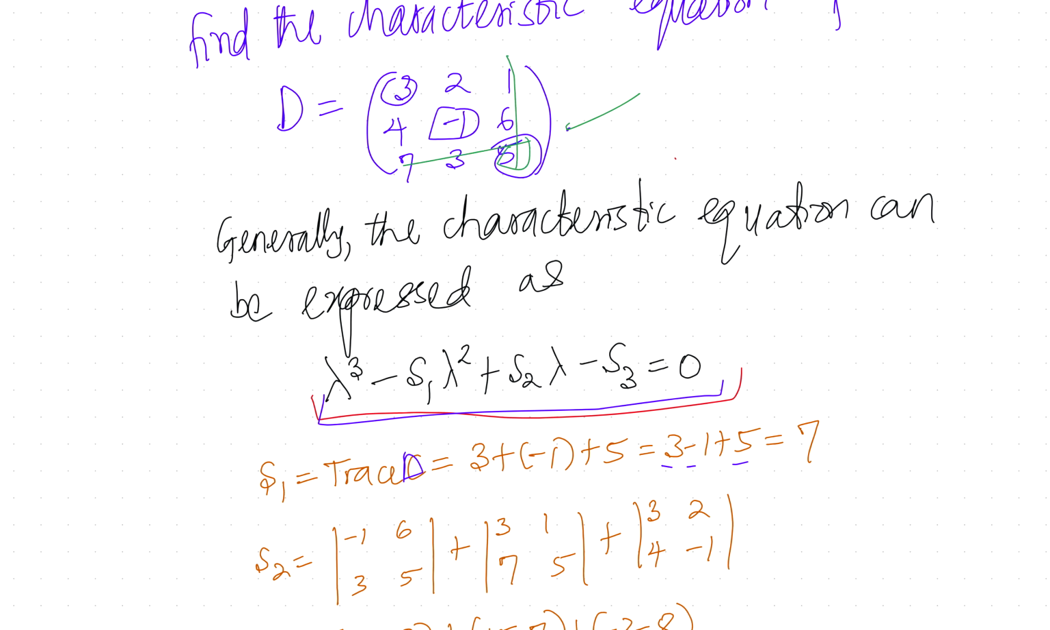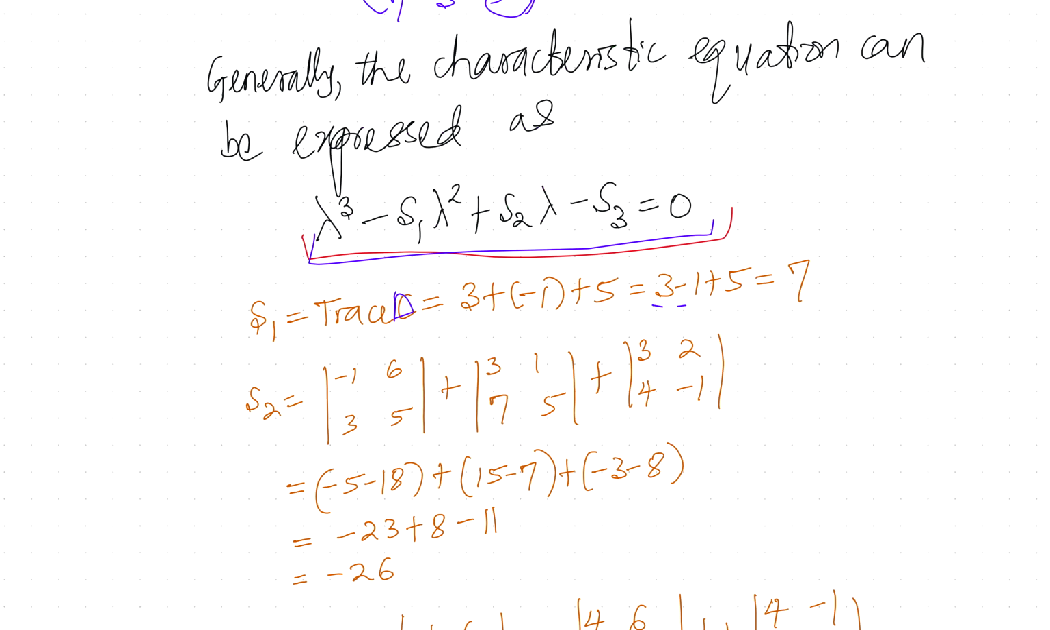So now all that is left is to tidy up. You have minus 1 times 5, that's minus 5, minus 3 times 6, minus 18. 3 times 5, 15, minus 7 times 1, that's 7. Then 3 times minus 1, minus 3, minus 4 times 2, that's 8. So minus 5 minus 18 is minus 23. 15 minus 7 is 8. Minus 3 minus 8 is minus 11. So minus 23 plus 8 is minus 15. Minus 15 minus 11 is minus 26. So that is the sum of the minors of the elements on the main diagonal.